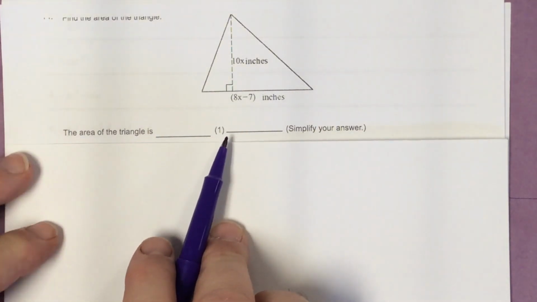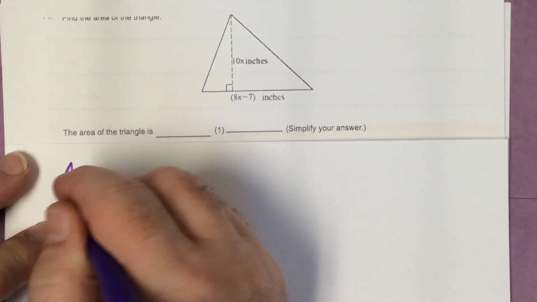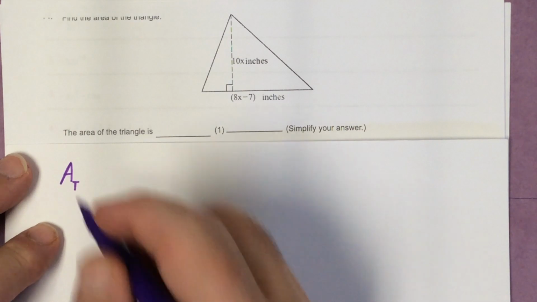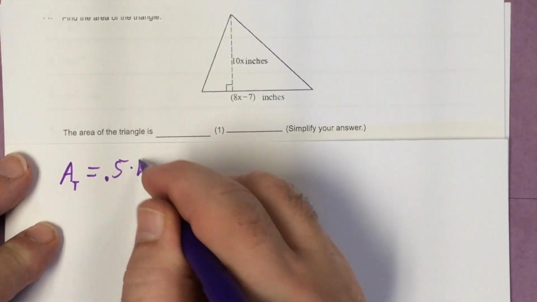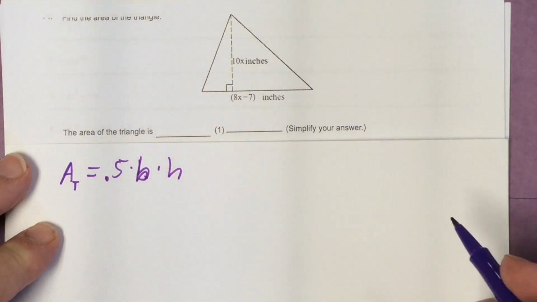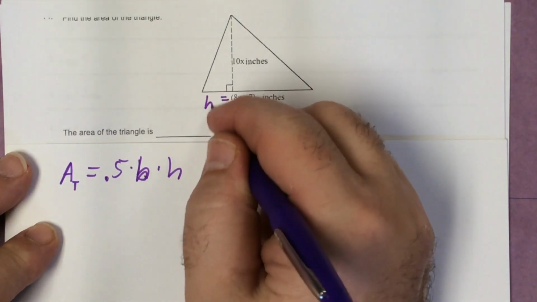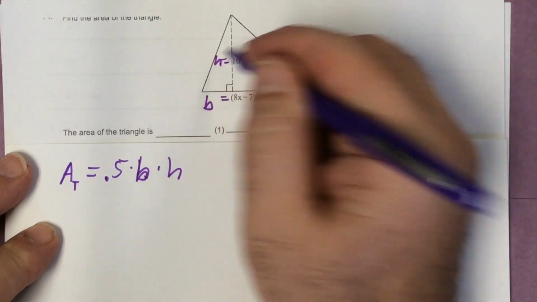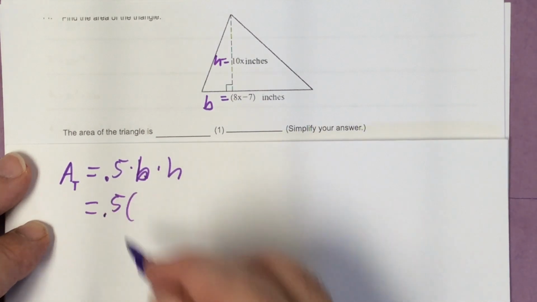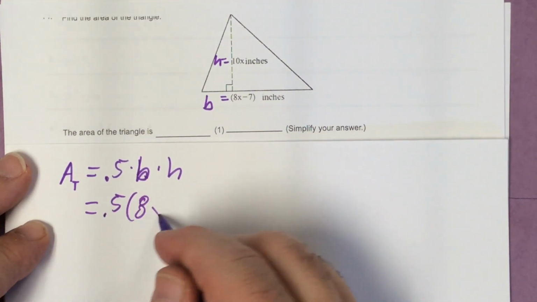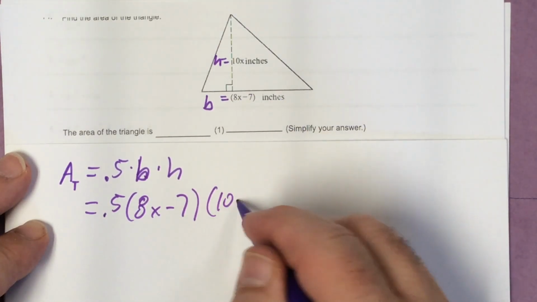And this question is asking for the area of a triangle. Now, where this one gets a little tricky is, if you're going to find the area of a triangle, which I'll put a little t there for the triangle, it's going to equal 0.5 times what we call the base times what we call the height. So what I'm going to do is identify this as the base, and I'm going to define this measurement as the height. And if I put everything together, this is going to be 0.5 times 8x minus 7 times the height, which is going to be 10x.